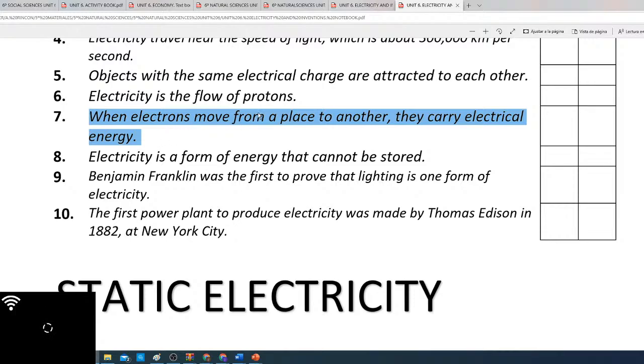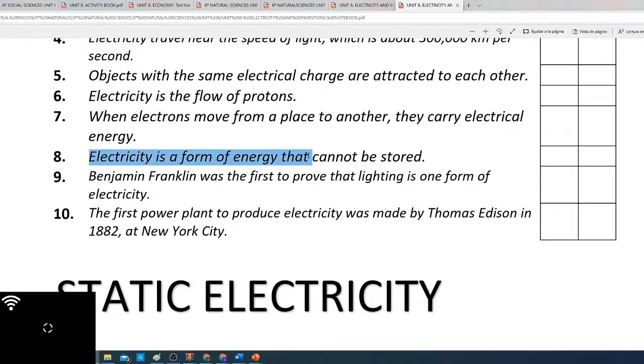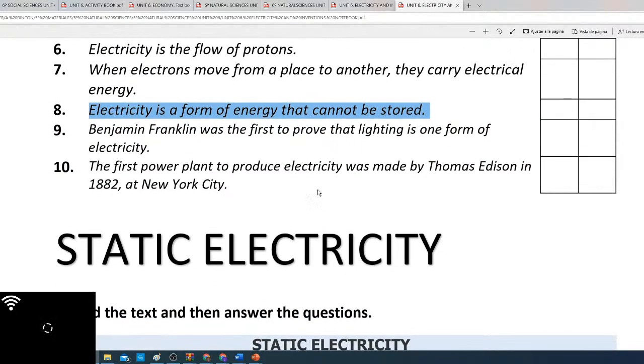When electrons move from a place to another, they carry electrical energy, which is true, Candela. Why? Because electricity is the flow of electrons, so they carry the energy. Very good. So this is true. Number 8. Electricity is a form of energy that cannot be stored. What do you think? No podemos guardar electricidad.